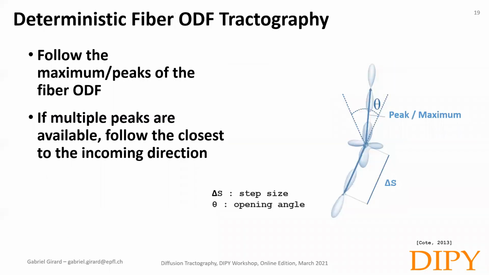To perform deterministic tractography on the fiber ODF, we will do the same as for the diffusion tensors, but instead of following the main diffusion orientation of the tensor, the algorithm will follow the peaks or the maxima of the fiber ODFs. At each voxel, we will thus have multiple possible orientations available. Typically, the algorithm will follow the peak most closely aligned with the previous tracking orientation. In this figure, the tractography will likely follow the vertical direction rather than the perpendicular direction.